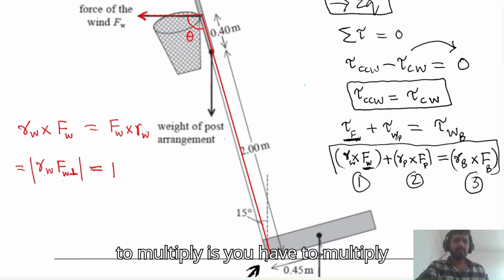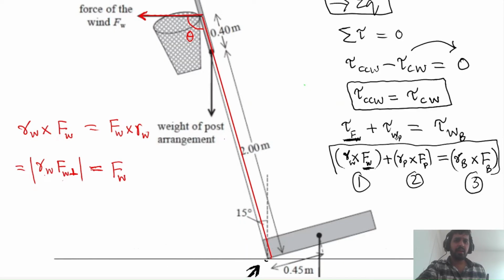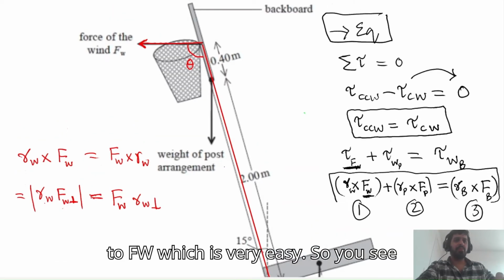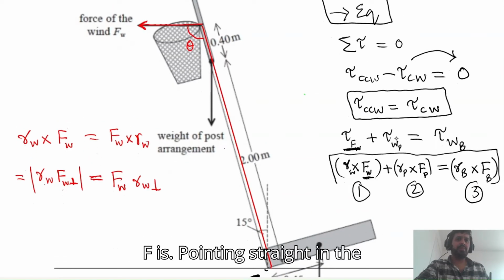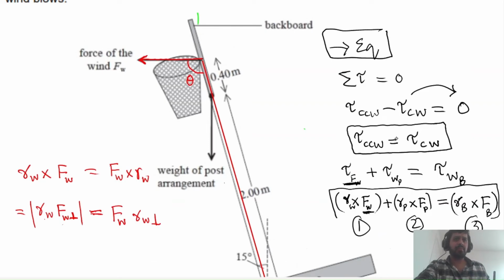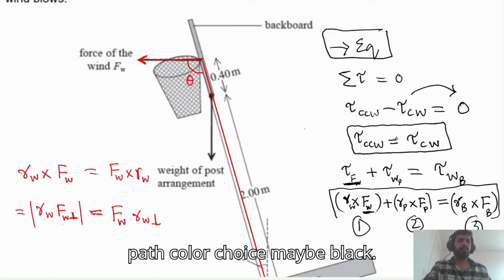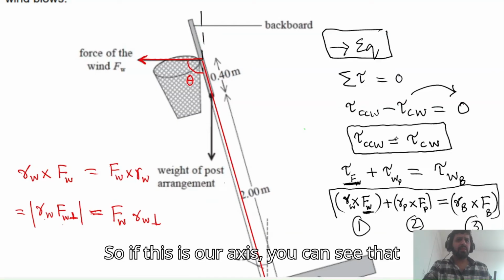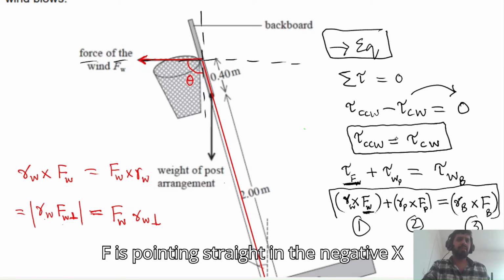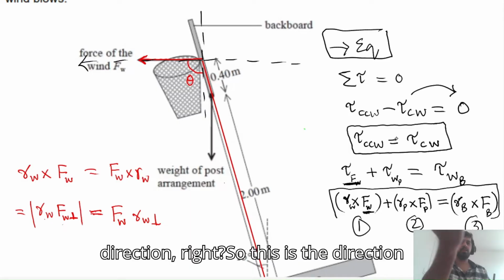What you have to multiply is R perpendicular to F, right? So the perpendicular component of R to Fw, which is very easy. You see F is pointing straight in the X direction. So if we draw our X's here, maybe in black, you can see that F is pointing straight in the negative X direction, right? So this is the direction of F.